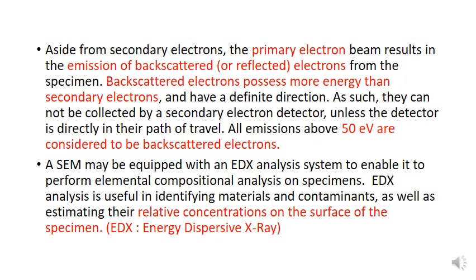Okay, so next, aside from secondary electrons, the primary electron beam results in the emission of backscattered or reflected electrons. So besides secondary electrons, we also have backscattered electrons, or reflected electrons, that are also emitted from the bombardment of the primary electrons. Backscattered electrons possess more energy than secondary electrons. But it depends on the detector: if the detector is aligned to the secondary electron area, it will detect the secondary electrons. All emissions above 50 electron volts are considered to be backscattered electrons.